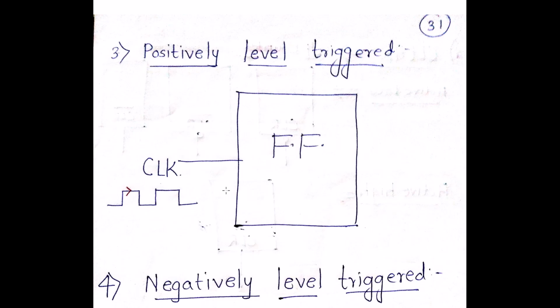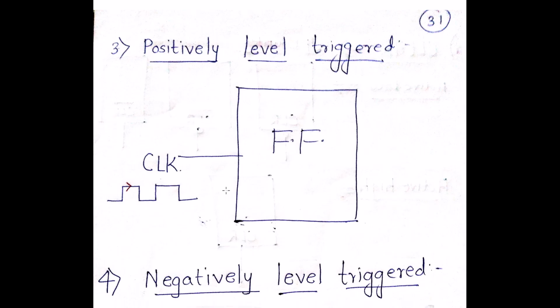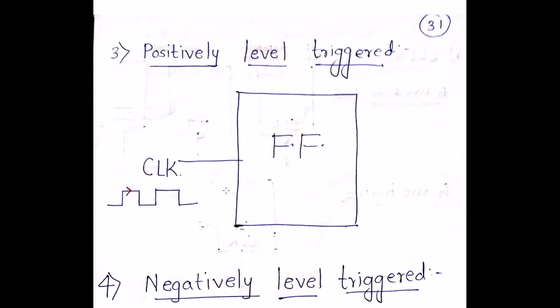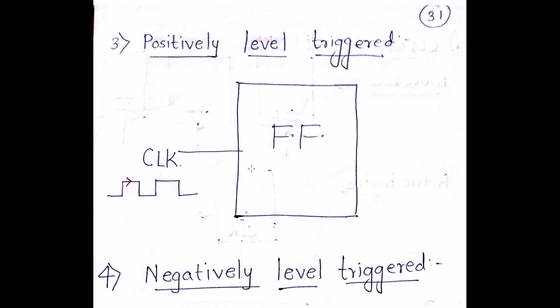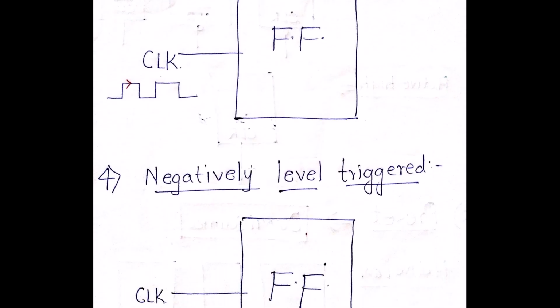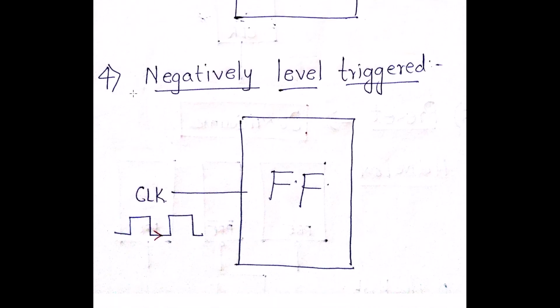Also in case of your level trigger flip-flop, there can be a positive level trigger flip-flop, and there can be a negative level trigger flip-flop. So in case of level trigger, there is not going to be any triangle as I told you, and a positive level trigger flip-flop will have a positive arrow on the upper side, whereas a negative one will have it on the lower side, and also you can indicate with a bubble as I told you in case of your negative trigger flip-flop.